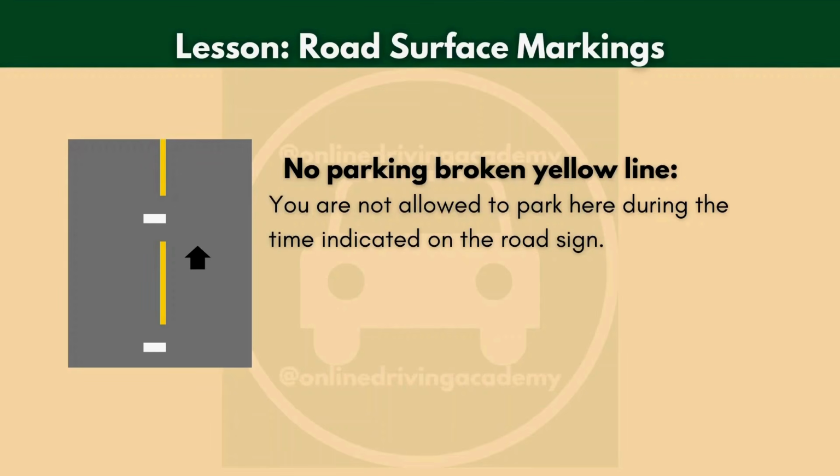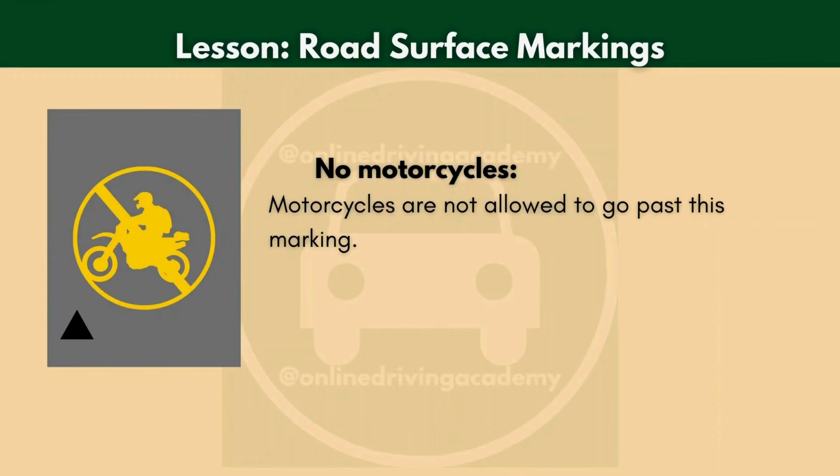Now we come to a broken yellow line. So you are not allowed to park here during the time indicated on the road sign. So again, there will be a road sign there with a specific time on the road sign. And if it is during the time that you see that road sign, then you are not allowed to park your vehicle near this broken yellow line, right?